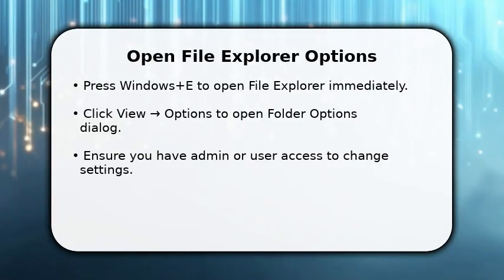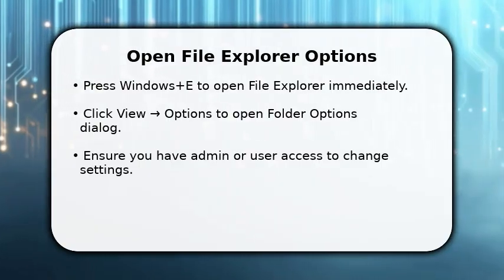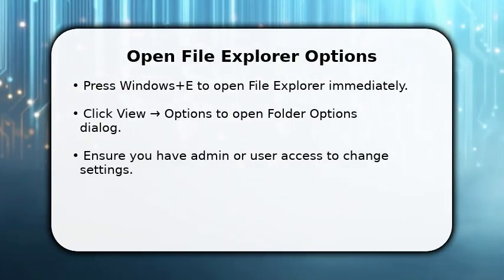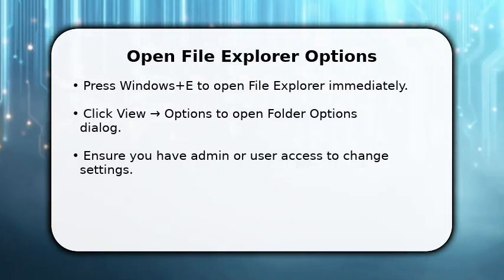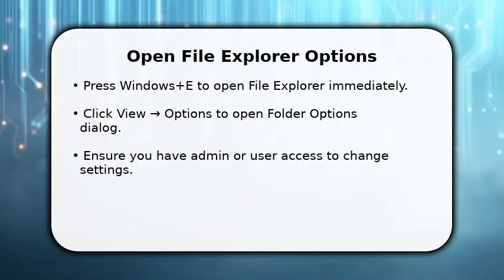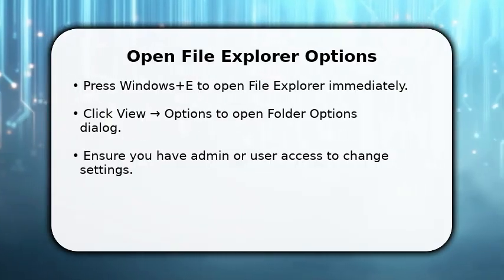You start by opening File Explorer with Windows + E so you don't waste time. Once it's open, click the View tab and choose Options on the right to open Folder Options. You need only standard user access for this preference. Admin rights are not required.